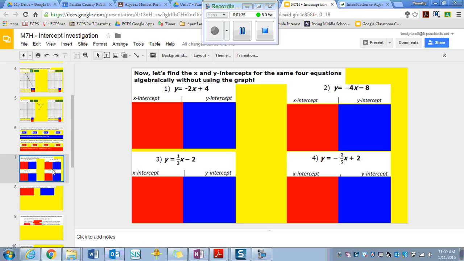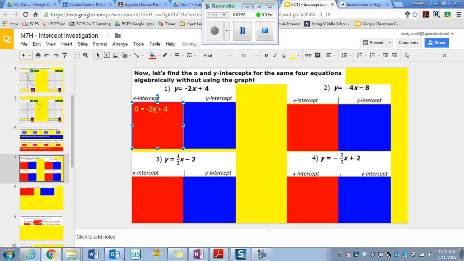Now the reason why this happens is actually because we're dealing with solutions to equations. So if we're looking at an equation here, y equals negative 2x plus 4. Well, for an x-intercept, what did we just say? We know the y value has to be 0. So we plug that in, and we solve for x.